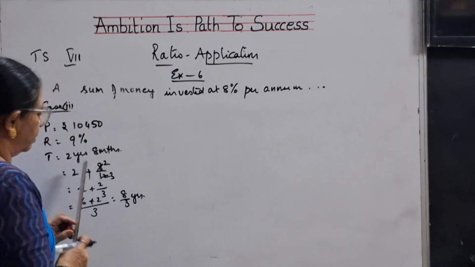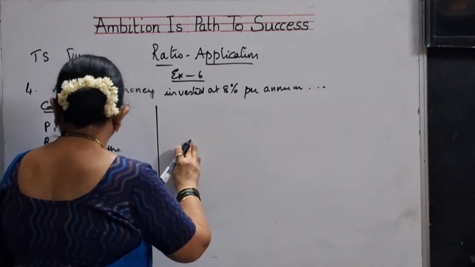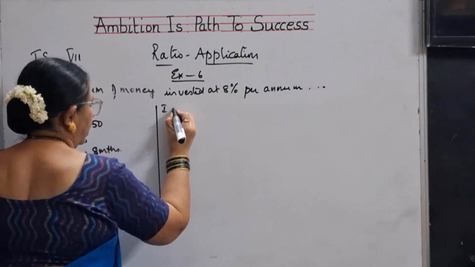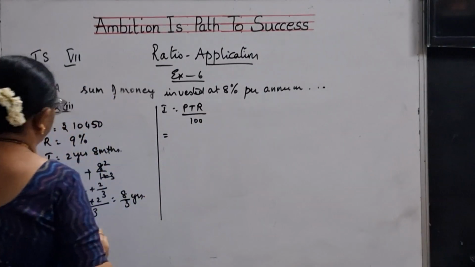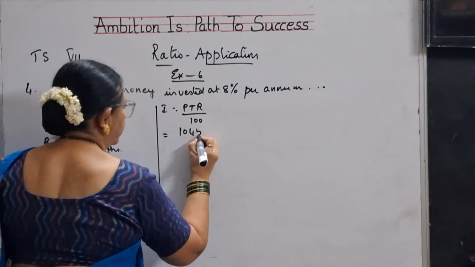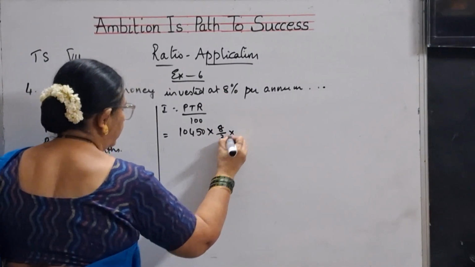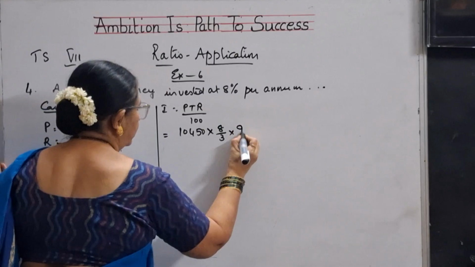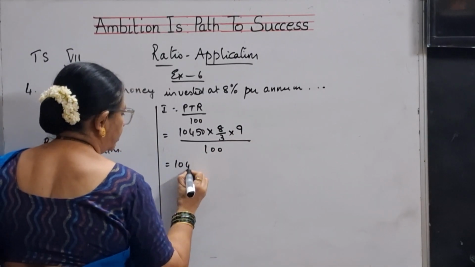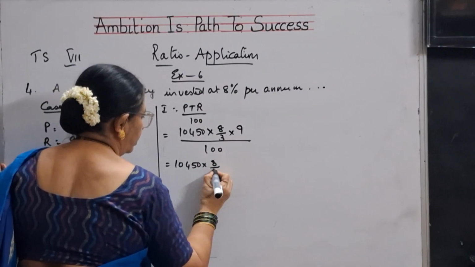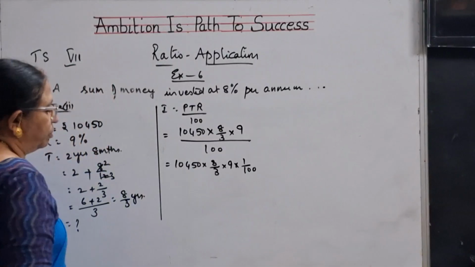We know that amount is equal to P plus I. So to get the amount we need interest. So let us find out I. I is equal to PTR by 100. That is equal to P is 10,450 into time is 8 by 3 into rate is 9 by 100. So let me write it as 10450 into 8 by 3 into 9 into 1 by 100.